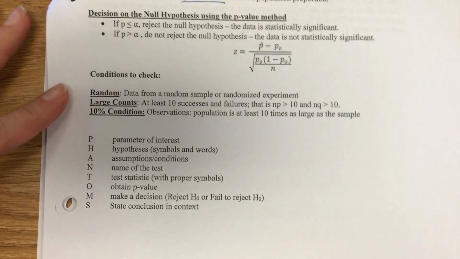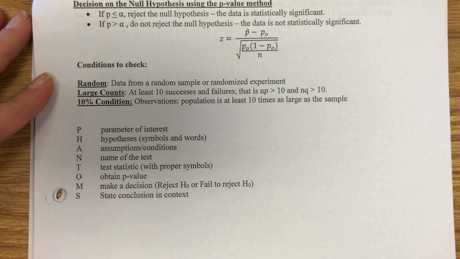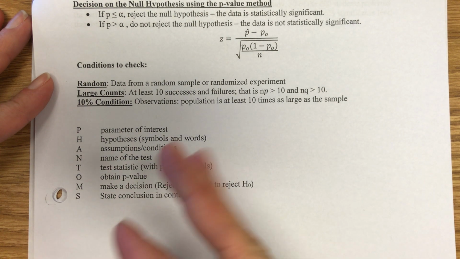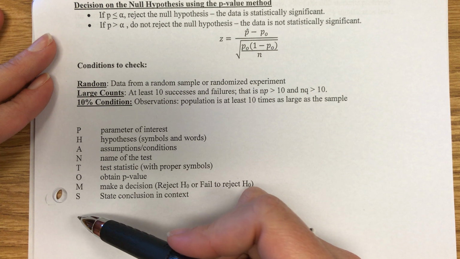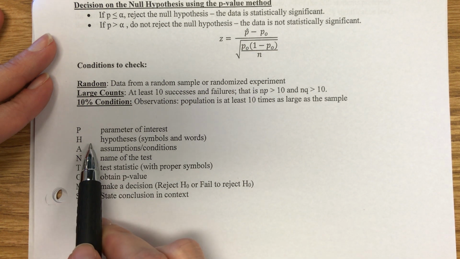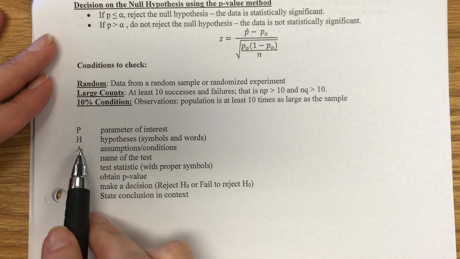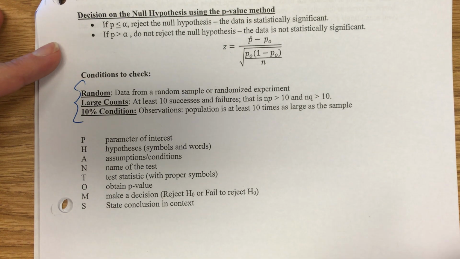I previewed this a little bit in class the other day, but with confidence intervals we used PANIC. In hypothesis testing, or significance testing, we're going to use PHANTOMS, okay? The P is the same as in PANIC. It's your parameter of interest. The H is your hypotheses we've been working on. Your A is still your assumptions. Here are our assumptions or our conditions.